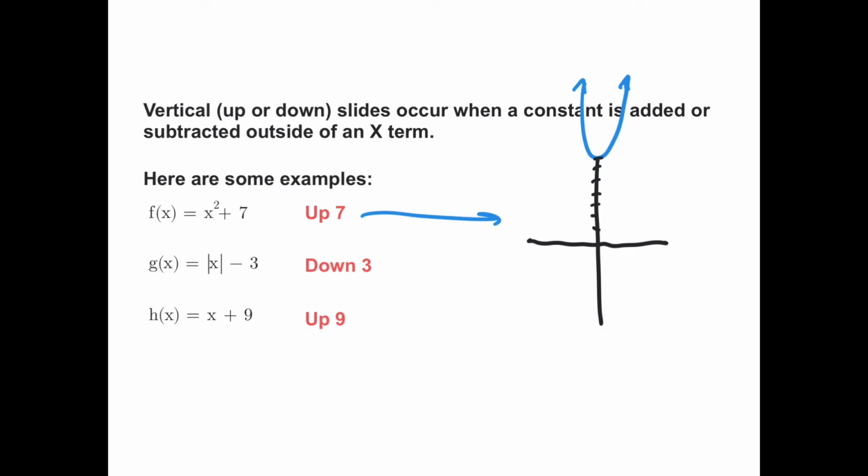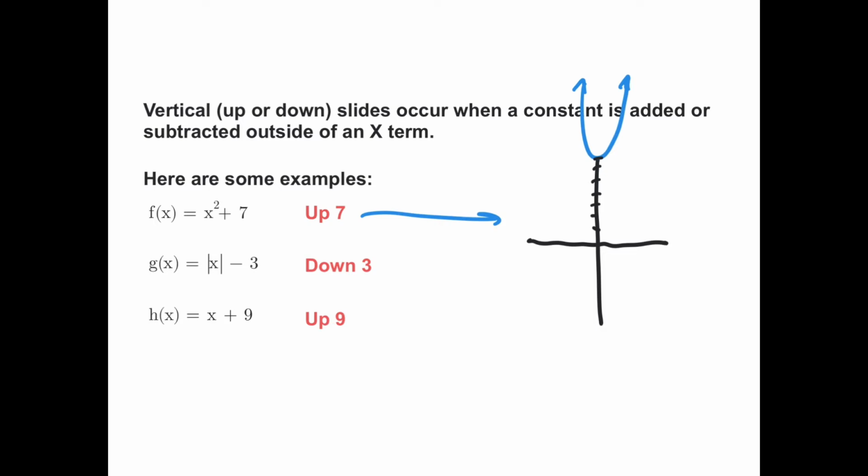Okay? So for this one, I'd have a v that goes down 3. In this case, I'd have the identity function just would go up 9. Okay? So that's just, you just slide it around.